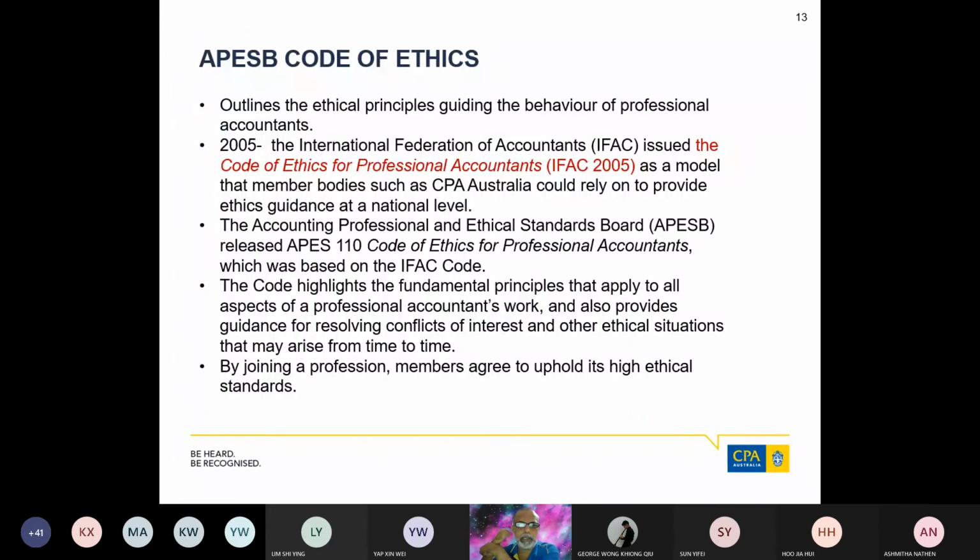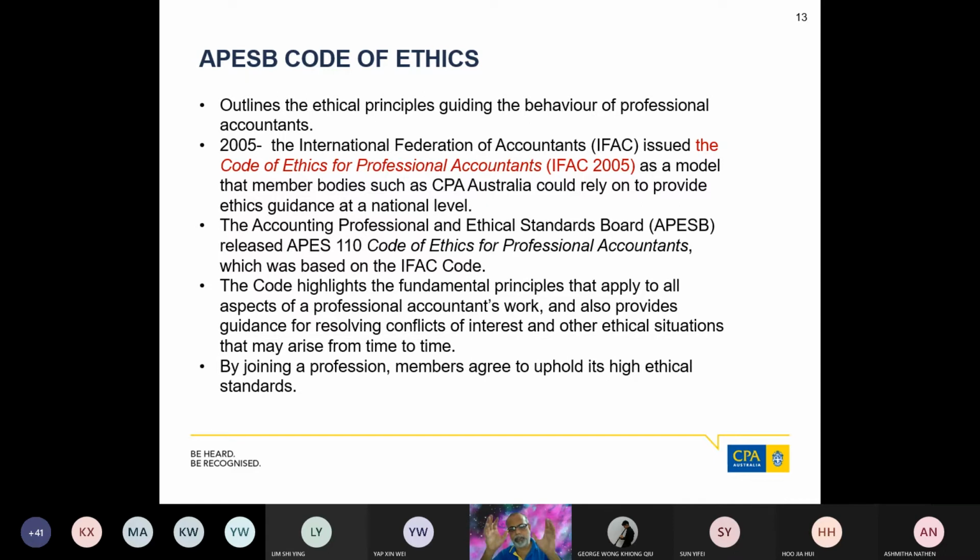Now we look at the Code of Ethics. These are the Code of Ethics by the IFAC, the International Federation of Accountants. They have a Code of Ethics for Professional Accountants, which guides member bodies like CPA Australia, also MIA. This code highlights fundamental principles that apply to all aspects of professional accountants' work, and provides guidance for resolving conflicts of interest and other ethical situations that may arise from time to time. A very important point I want to make in this slide is when you join a profession, in this case you're all trained to be accountants, not engineer, not lawyer, not architect, whatever.